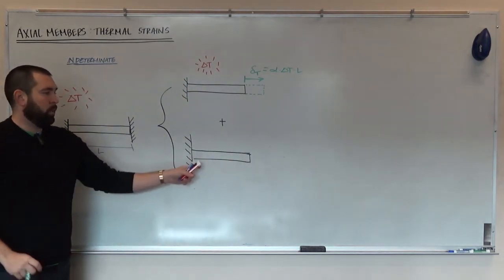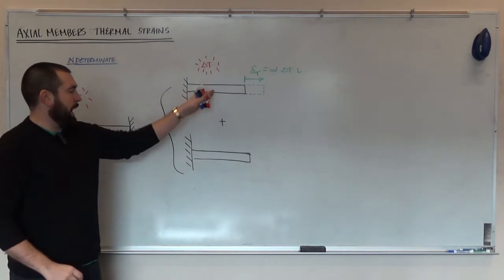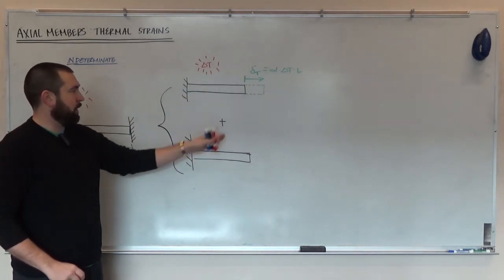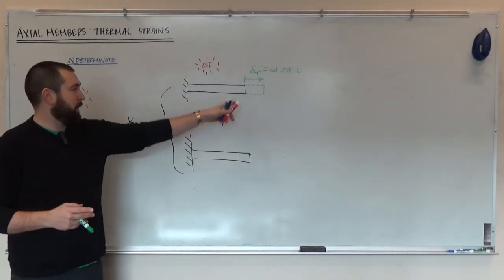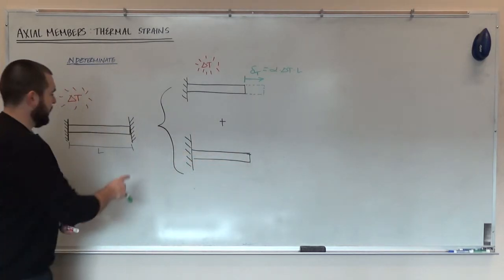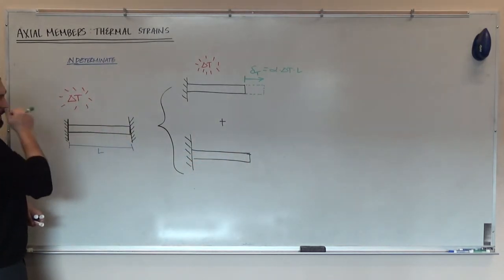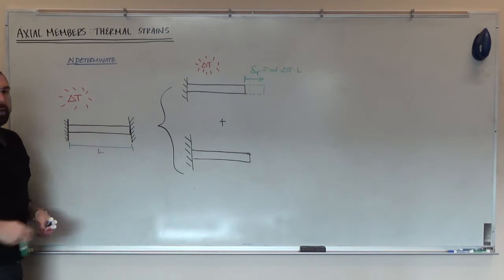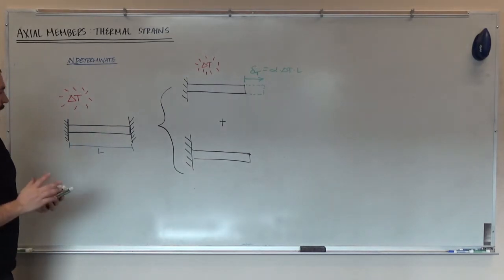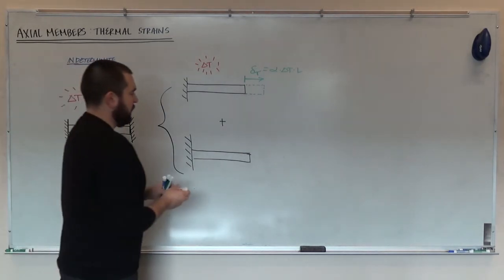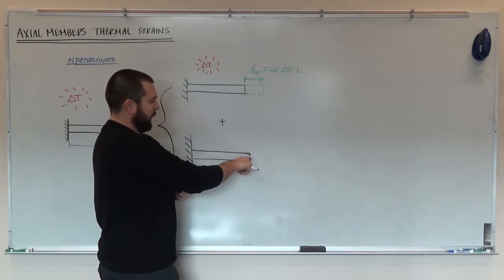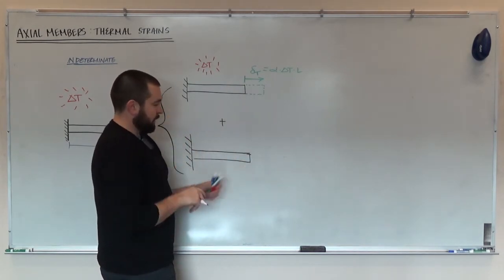Now, we know that adding these two systems together, we have to have zero deflection at the right-hand side, because that's the boundary condition here. This has a fixed support, which means that there can't be any deflection over there at all. So here, I'm going to put the support reaction that's missing here back onto this system.